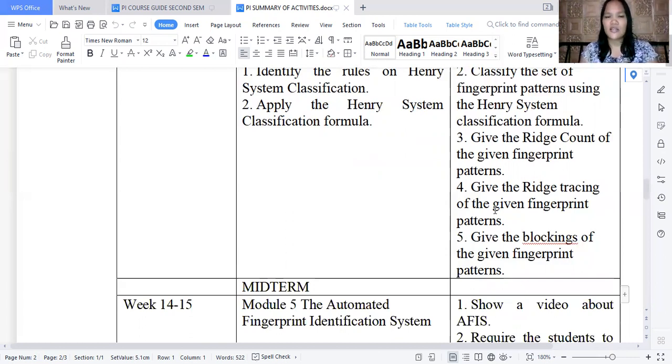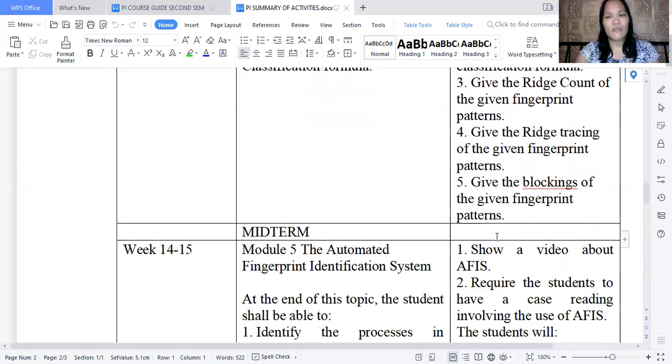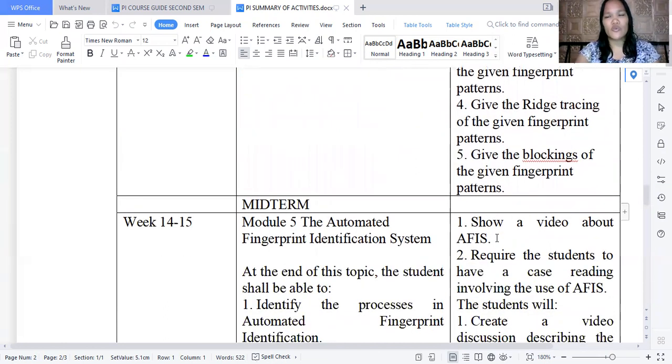Is that clear? After all these topics under this module, you will be ready to have your midterm exam. So we are almost there, right? Just try your best to learn. Do not complain, but you must have that eagerness to learn.